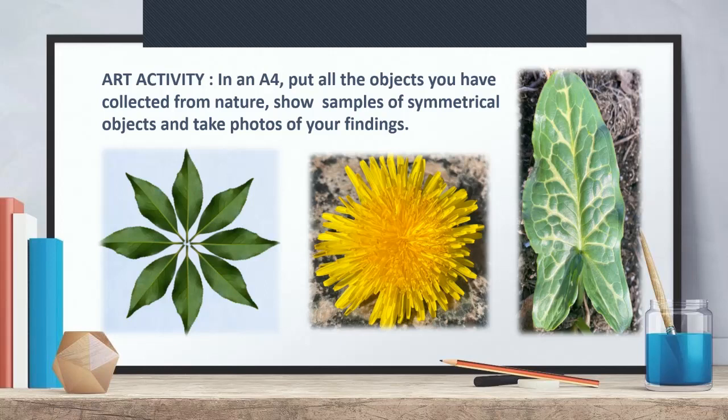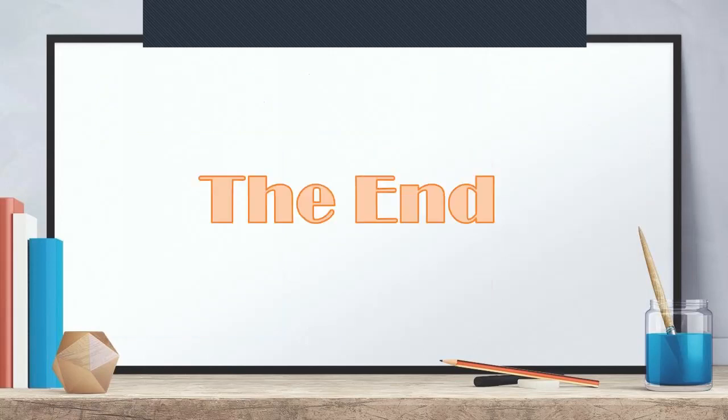So again, for your activity today, you don't have to draw, but you have to collect things that we can find in nature, put them in an A4, and then take a picture or just take some photos of that. Okay, and then you can send it to me. All right, so that's the end of our topic today: balance, symmetrical, asymmetrical, and radial.